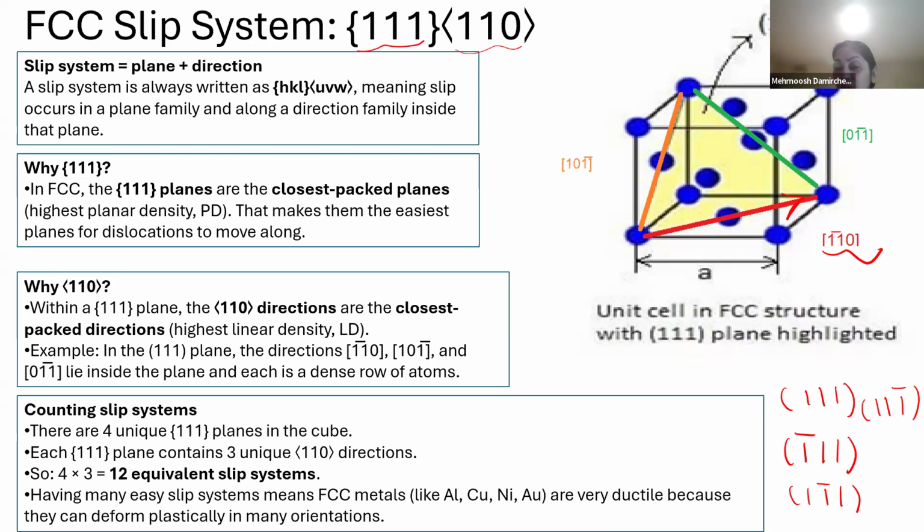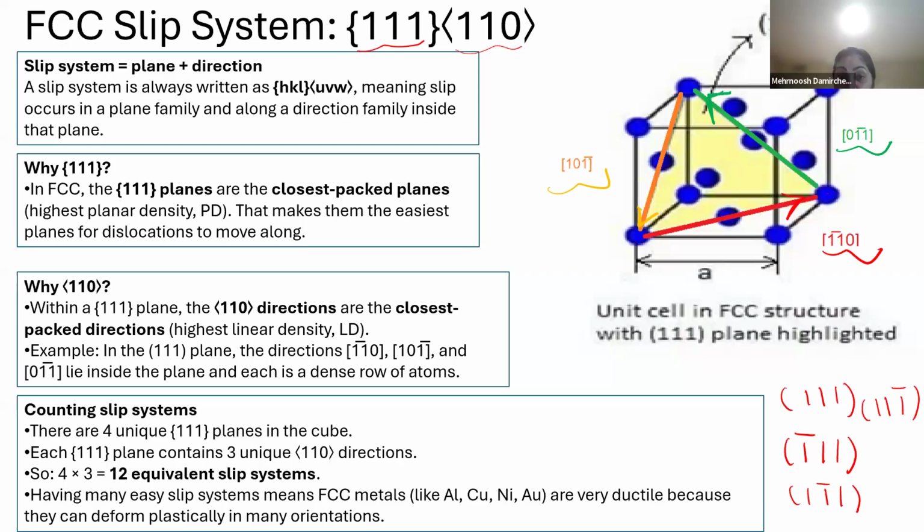And you remember from previous videos, when we talked about directions, the coordinate of this point minus this point. Okay, the other directions that we have, the green one, it is 0 -1 1. And the next one is the orange one, that is 1 0 -1. So we have 4 planes.